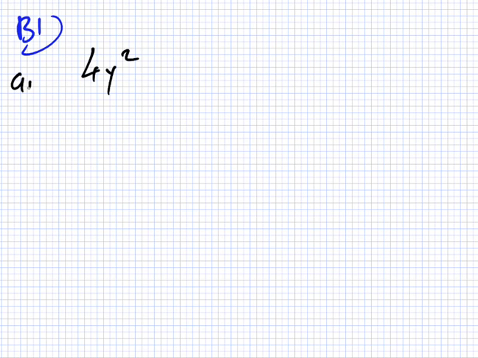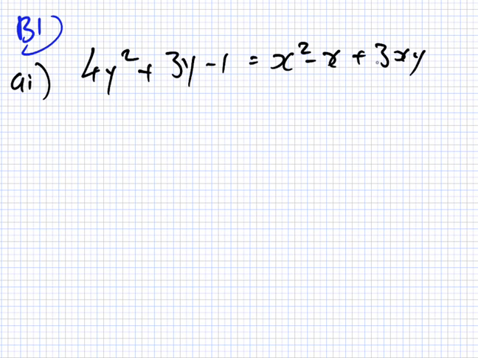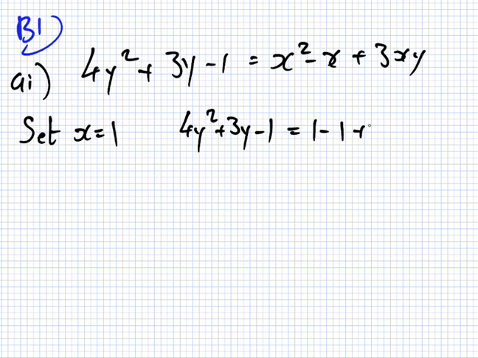4y squared plus 3y minus 1 equals x squared minus x plus 3xy. Find the points A and B, and what you'll notice about A and B is that x is 1. So we just set x equal to 1, and we get 4y squared plus 3y minus 1 equals 1 minus 1 plus 3y. The 3y's will cancel, so there's none there. 4y squared minus 1 equals 0. So I'll end up getting y equals plus or minus a half here.